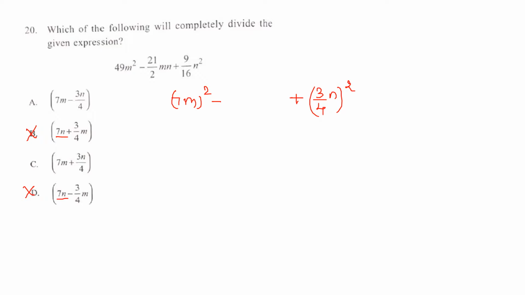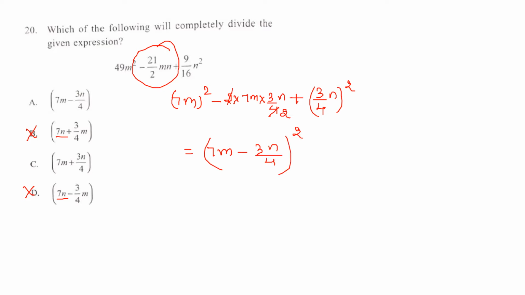So I got my a square, I got my b square. Now I'm trying to write it in the form of 2 times a and b. So it will be 2 times 7m into 3 by 4n. And if you see 2 times 1, 2 times 4, from here I am getting 21mn by 2, which is given over here. It means I can write it further as 7m minus 3n by 4 whole square. So from here I can say 7m minus 3n by 4 will be the correct option. The correct option is option A.